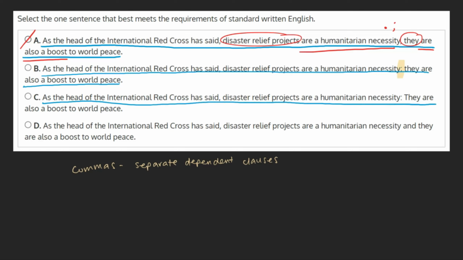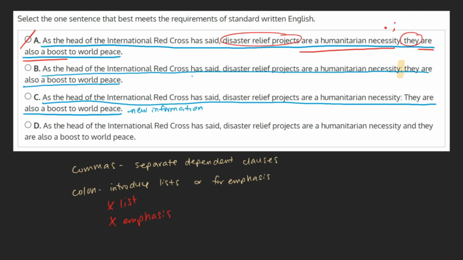C. As the head of the International Red Cross has said, disaster relief projects are a humanitarian necessity: they are also a boost to world peace. A colon is used to introduce lists or for emphasis. This is not a list, as it's only one point. The clause following the colon doesn't emphasize what was said before, it adds new information. From this, we can see that a colon wouldn't be appropriate here, and we can mark this choice off.